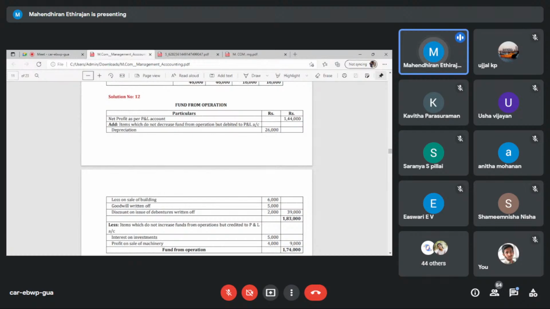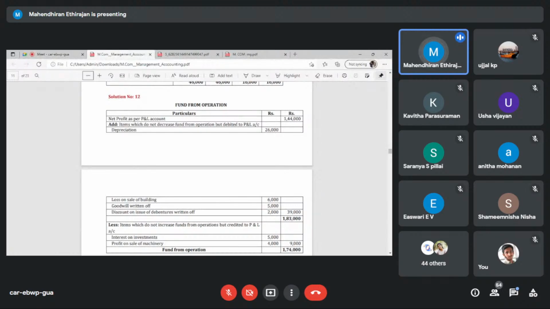These non-trading expenses are added back, because they were shown in the P&L account only for tax benefits. Again, these will be in the hands of the management. So 39,000 is the amount. So 1,44,000 plus 39,000, 1,83,000 is the amount we have.